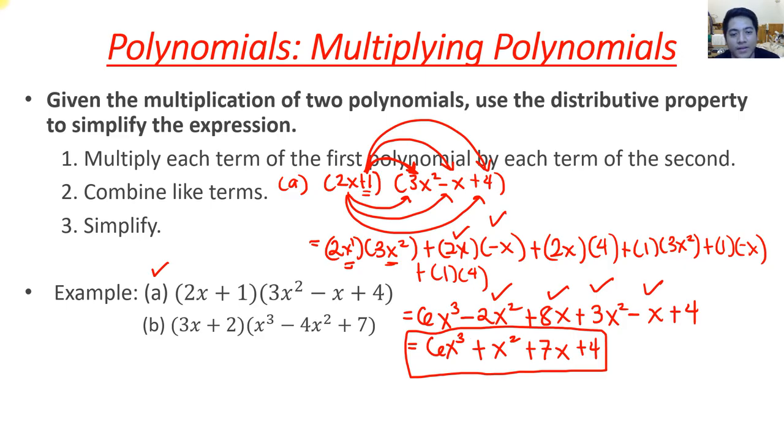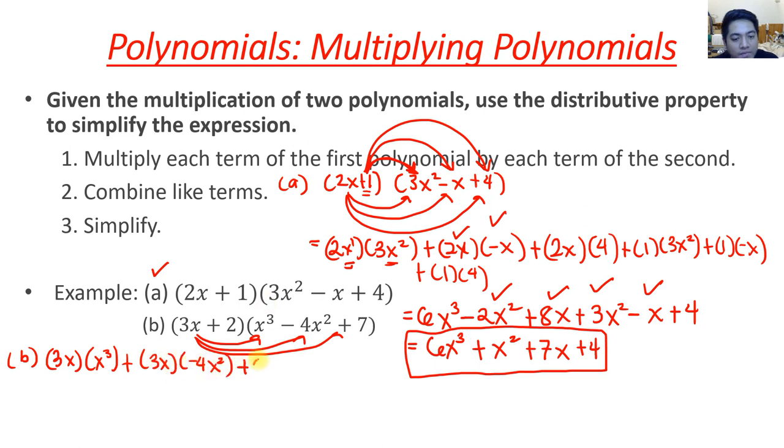Alright. So for letter B, what we are going to do is the same. Distribute this 3x to all of the terms. So let's try. You have 3x times x cubed plus 3x times negative 4x squared plus 3x times 7. And then for the 2, we have plus 2 times x cubed plus 2 times negative 4x squared plus 2 multiplied by 7. Okay, so simplify.